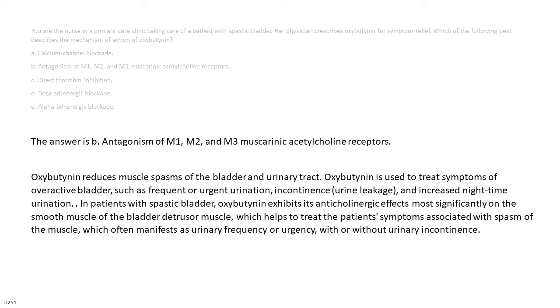The answer is B. Antagonism of M1, M2, and M3 muscarinic acetylcholine receptors. Oxybutynin reduces muscle spasms of the bladder and urinary tract. Oxybutynin is used to treat symptoms of overactive bladder, such as frequent or urgent urination, incontinence, urine leakage, and increased nighttime urination. In patients with spastic bladder, oxybutynin exhibits its anticholinergic effects most significantly on the smooth muscle of the bladder detrusor muscle, which helps to treat the patient's symptoms associated with spasm of the muscle, which often manifests as urinary frequency or urgency, with or without urinary incontinence.